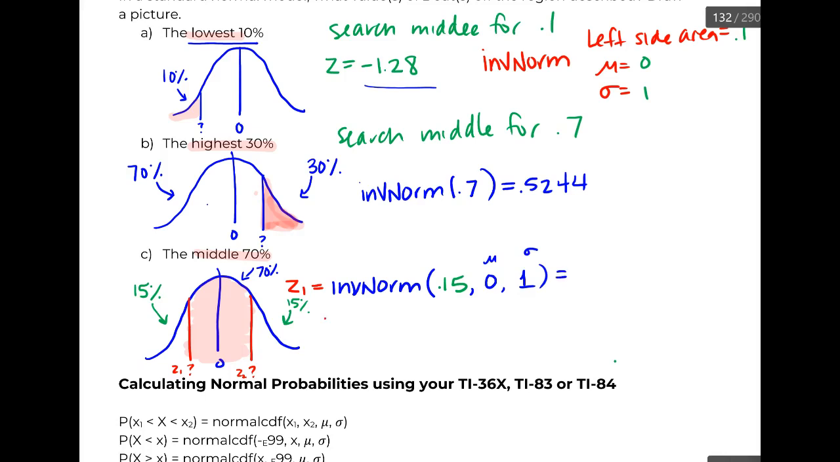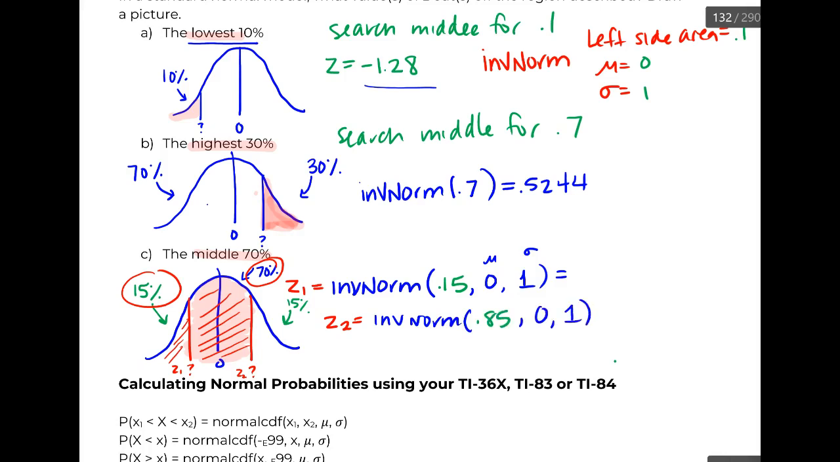And then z2, the second one, well, we're still going to have this 15%, right? But we're also going to have this middle, which we know is 70. So the area to the right or to the left of z2, the second z-score, is going to be 0.85, still with a mean of 0 and a standard deviation of 1. You could also have done this as 1 minus 15%, whichever one makes more sense to you.